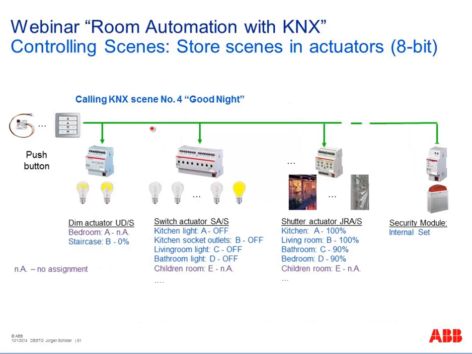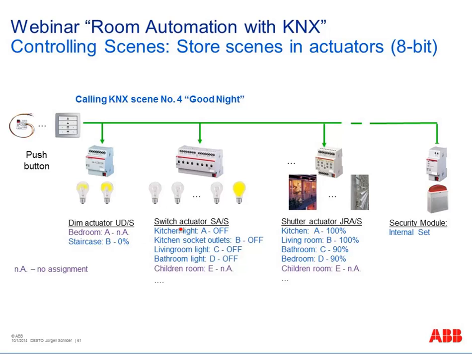Here's an example, like in a residential apartment or building. When we go to bed, we have a so-called good night scene, which is scene number 4. So we press our rocker, send one telegram, which is called scene number 4, with one group address. And then, for example, in a dim actuator, channel A is not linked, not assigned to this scene. So channel A is doing nothing because this is in my bedroom. They should not listen to the scene. Channel B should listen to the scene, so it has the value off.